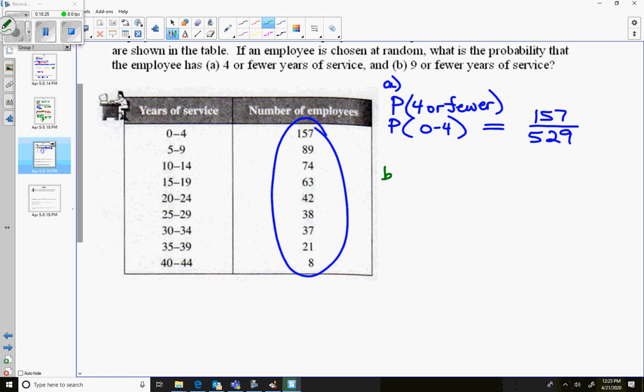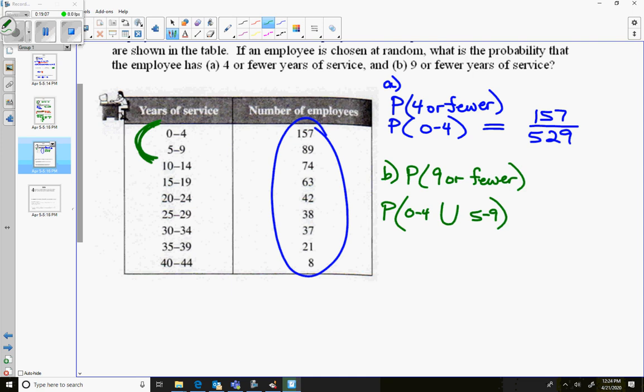Now, part B, same general question, but now I want 9 or fewer. So the probability of 9 or fewer. Now, some of you would jump ahead and get the answer pretty quick, and you'll be correct, but bear with me on how I'm doing this. I'm trying to demonstrate the point that the book wants to demonstrate. The 9 or fewer would be these two categories, agreed? Which means the first category, 0 to 4, union with the second category, which is 5 to 9.